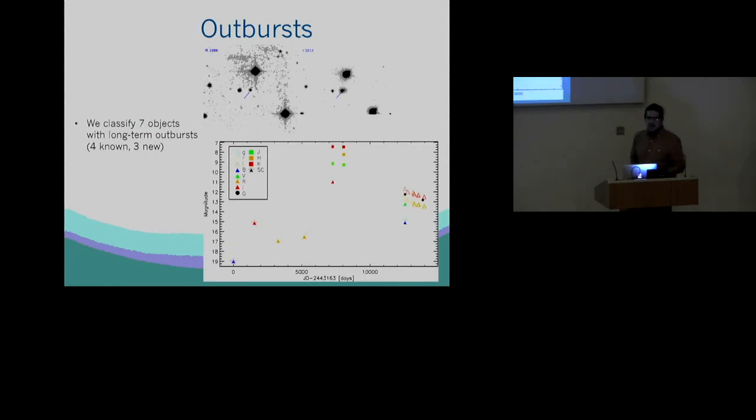For the case of long-lasting outbursts, we found 7 objects that we can classify as having this kind of variability. 4 of them already known, and 3 new objects, such as this one. In 1986, it was faint, but then it became about 4 magnitudes brighter in the R band. And this is the kind of light curve that we are trying to look for, objects that were faint in SuperCOSMOS and then became really bright in Gaia.